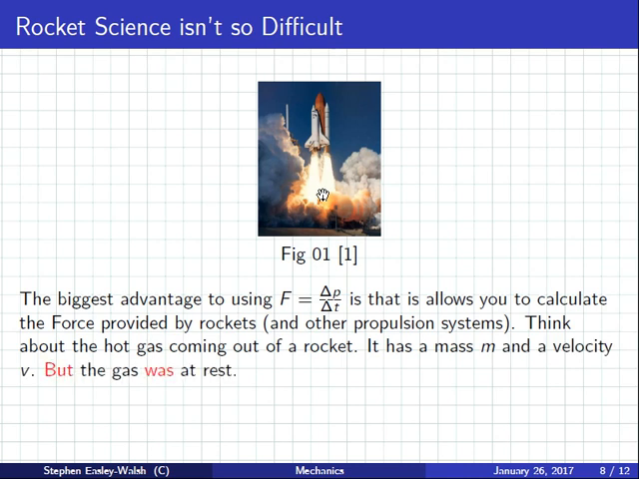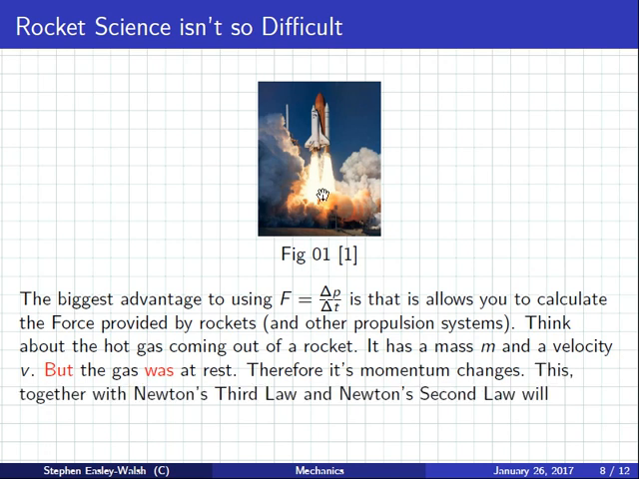But the gas was at rest. The gas was at rest in the rocket, and then what happens? It fires out of the rocket. So its momentum has changed. Its momentum was zero and now is not zero. And remember Newton's third law. For every action there's a reaction, equal and opposite reaction.